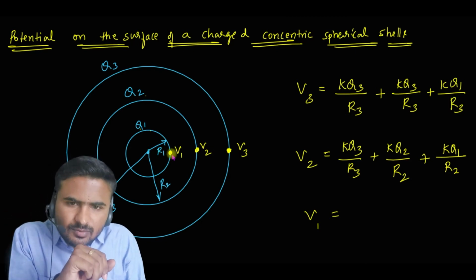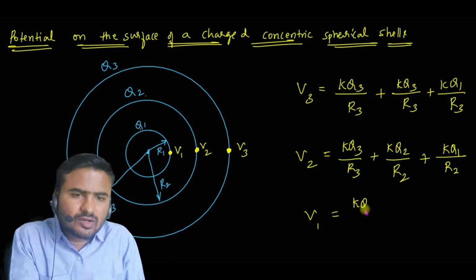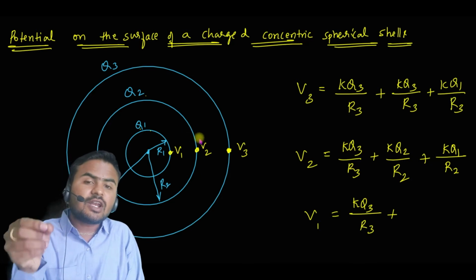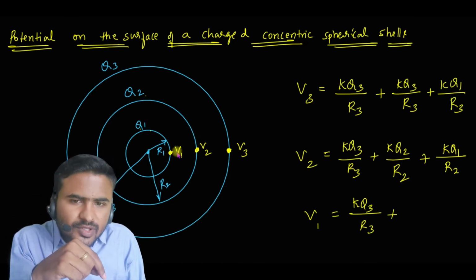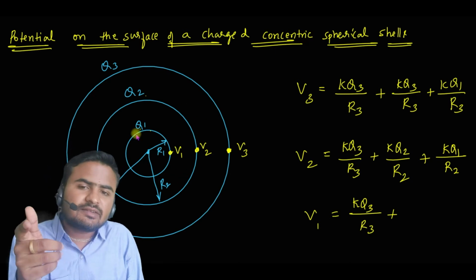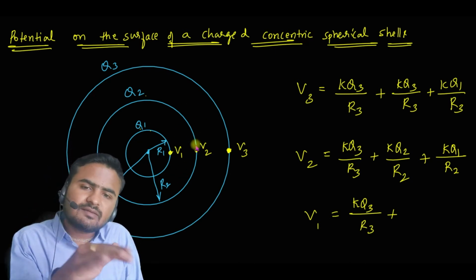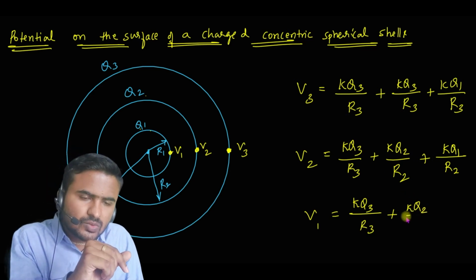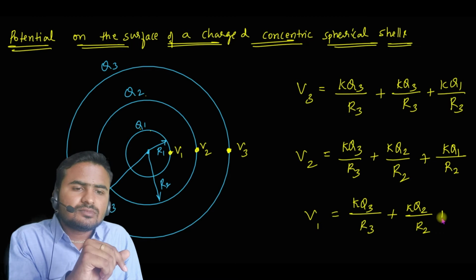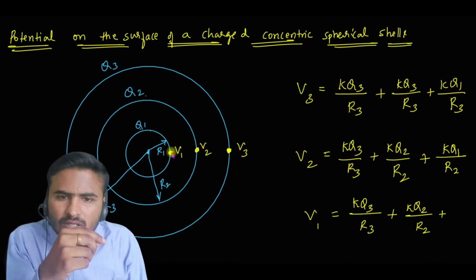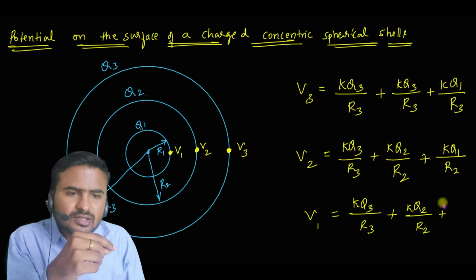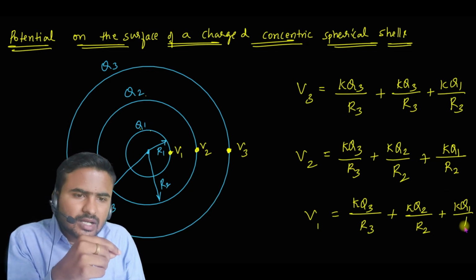So now the potential at this point due to the third sphere will be the same as the potential on the surface of the third sphere, so kq3 by r3, plus the potential at this point due to the second sphere will be the same as the potential on the surface of the second sphere. Why? This point is inside the second sphere. The potential everywhere inside due to the charge on the second sphere will be the same as the potential on its surface, so it is kq2 divided by r2. Very important: now I am on the inner sphere, and the potential due to the charge on the inner sphere is going to be kq1 divided by r1.